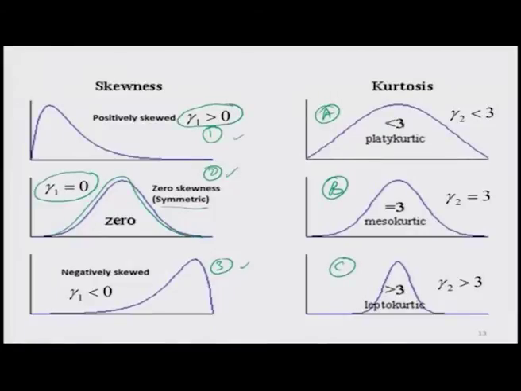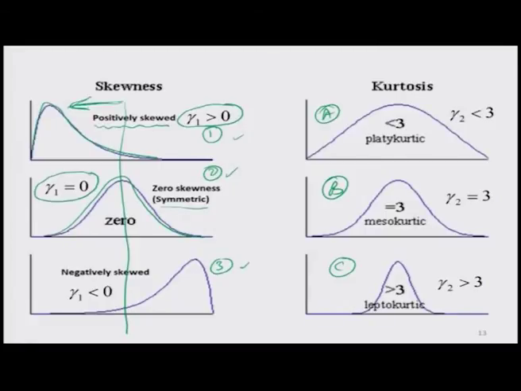In case gamma 1 comes out to be greater than 0 as in figure number 1, that would indicate that the hump is shifted on the left hand side. I can draw here this line, this is the mean. So, this is shifted on the left hand side, and in this case gamma 1 will come out to be greater than 0. Any value of gamma 1 greater than 0 will indicate that the curve is positively skewed. That means the hump is shifted on the left hand side from the mean value.